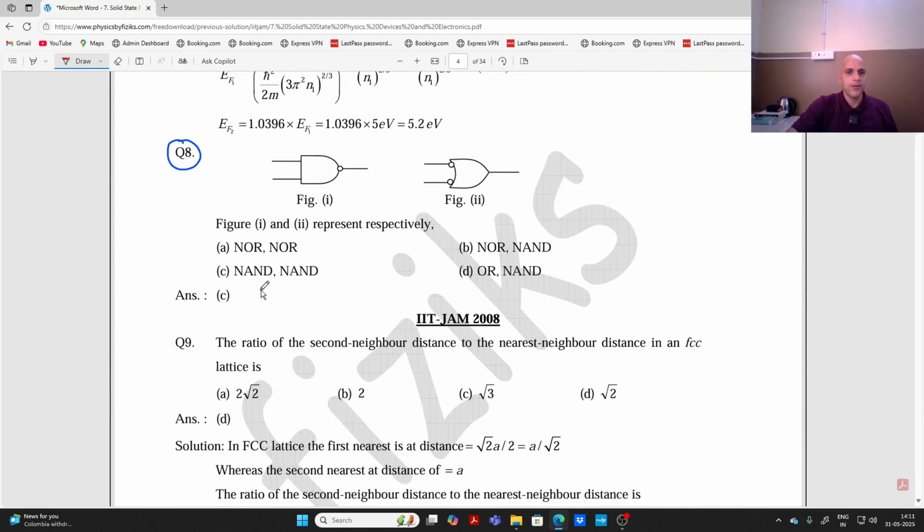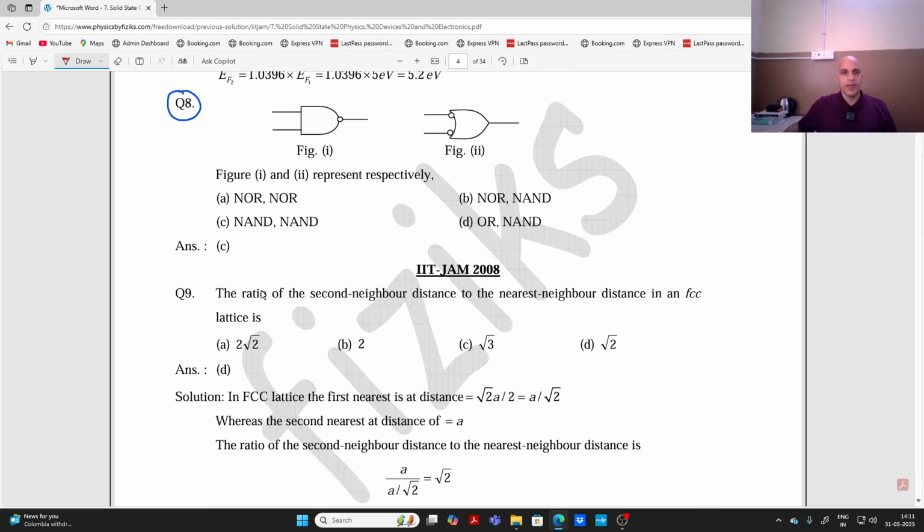The question seems to be very easy. The figure 1 and 2, right? These represent, respectively... Now figure 1 is clearly a NAND gate. This is AND and this bubble is a NOT. So it is a NAND gate, option C, right? And what about this circuit? Now it is a bubbled OR gate.